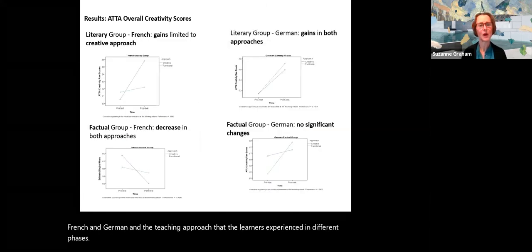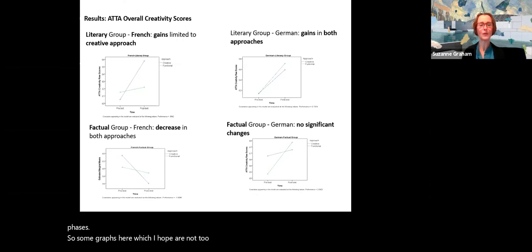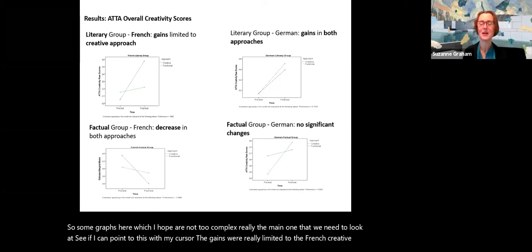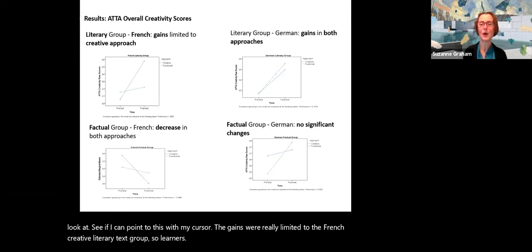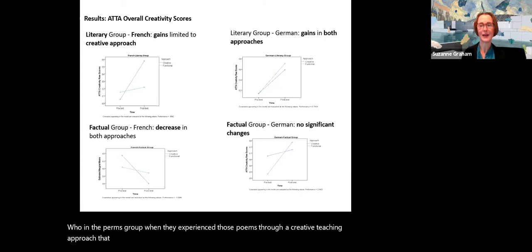So some graphs here, which I hope are not too complex. Really, the main one that we need to look at, see if I can point to this with my cursor, the gains were really limited to the French creative literary text group. So learners in the poems group, when they experienced those poems through a creative teaching approach, their general creativity increased by a large amount over the year.